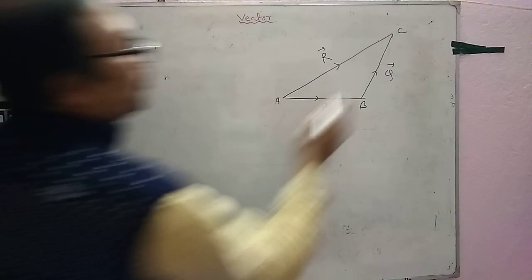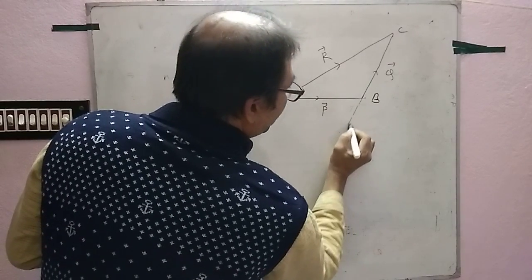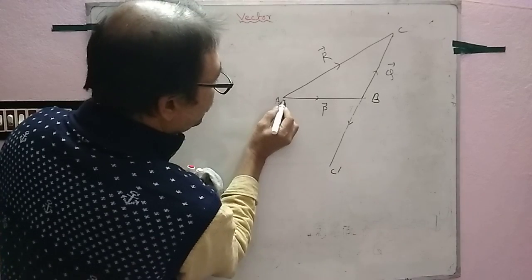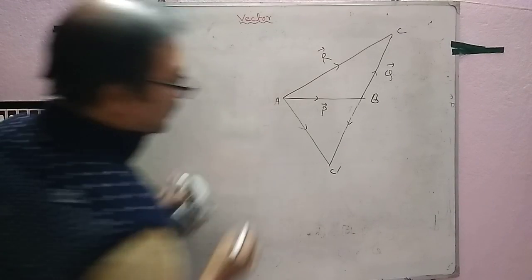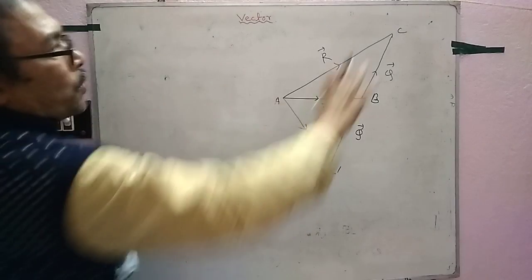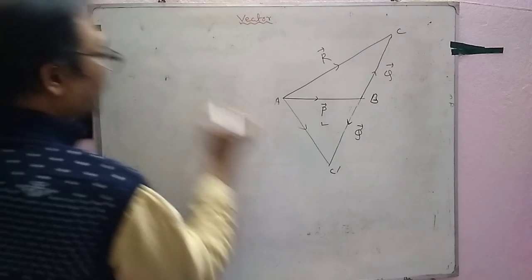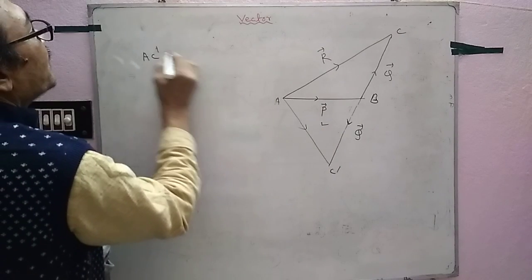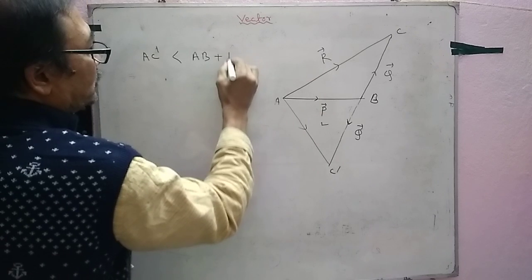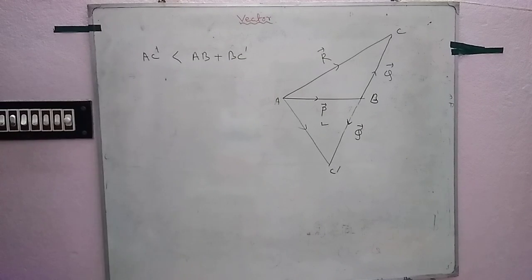Follow. Now take the equal and opposite vector of BC. That is C dash. Clear? So this is Q. BC and BC dash are equal in magnitude but opposite in direction. Now from this triangle, AC dash is less than AB plus BC dash. Follow? AC dash is the third side, and the sum of the two sides is greater than the third side.